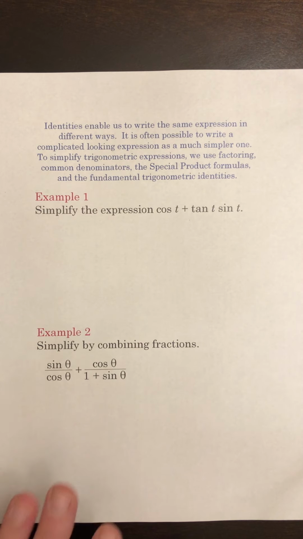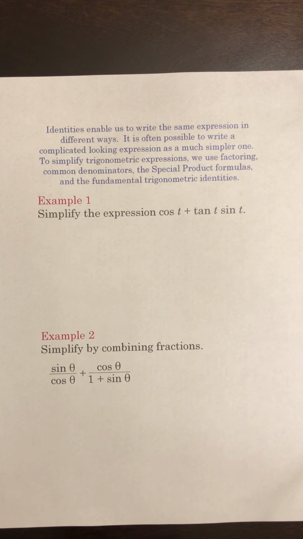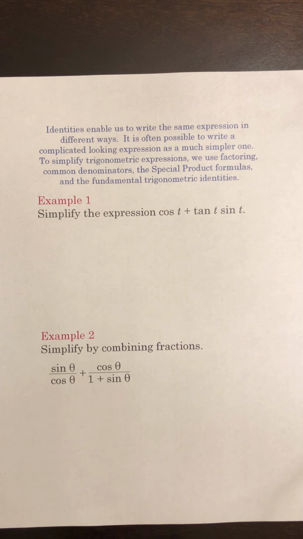It says identities enable us to write the same expression in different ways, and we did this back in chapter 5. It says it's often possible to write a complicated looking expression as a much simpler one. To simplify trigonometric expressions, we use factoring, common denominators, special product formulas, and the fundamental trigonometric identities. So you're going to see a lot of algebra, you're going to see a lot of trig in this section.